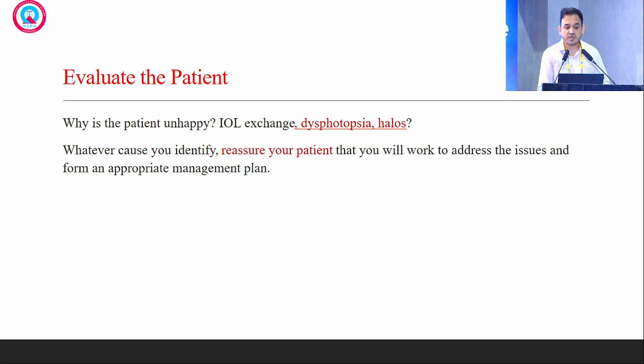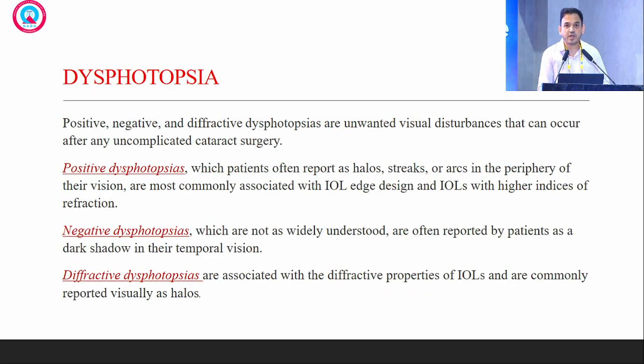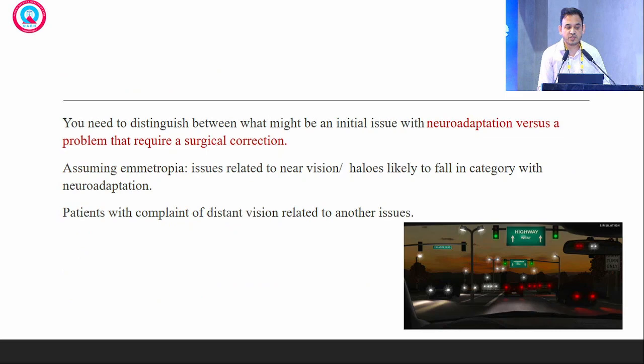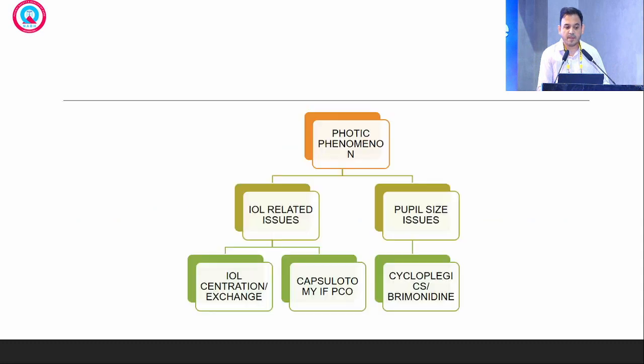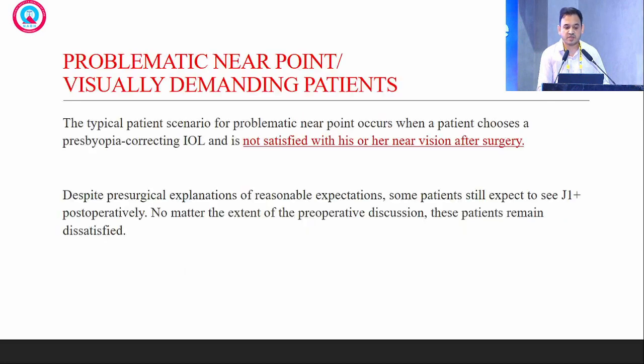Sometimes dysphotopsia, either positive or negative, causes frustration to the patient. So you have to choose between neuroadaptation versus a problem that requires surgical correction, because in 3 to 6 months neuroadaptation can lead to disappearance of these symptoms. But if the symptoms persist even after 6 months, then lens exchange may be required in these patients. Photic phenomena due to IOL-related issues can be corrected, or sometimes pupillary size modification, cycloplegia or a laser iridotomy may be effective in these patients.